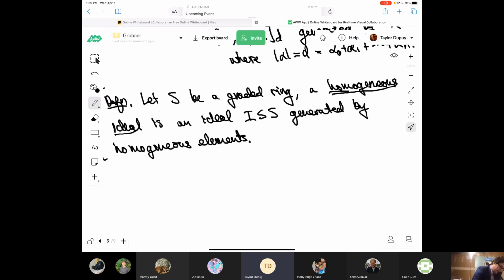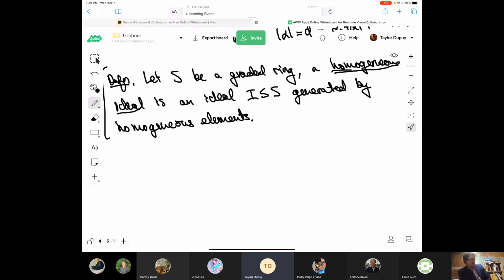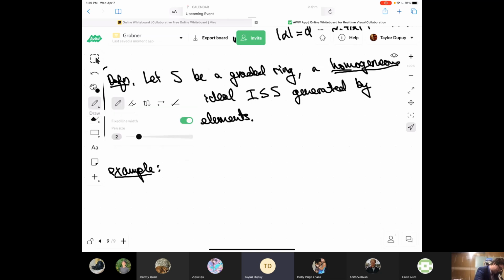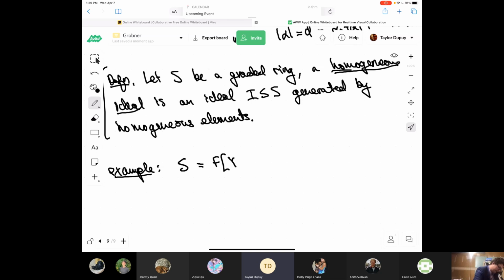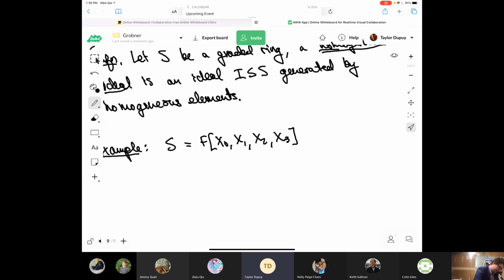Okay, and so let me just say a little bit about this. Let's just do one example. We could take S equal to F of x0, x1, x2, x3. And then we could take I to be the ideal generated by x0 cubed, x0 squared x1.